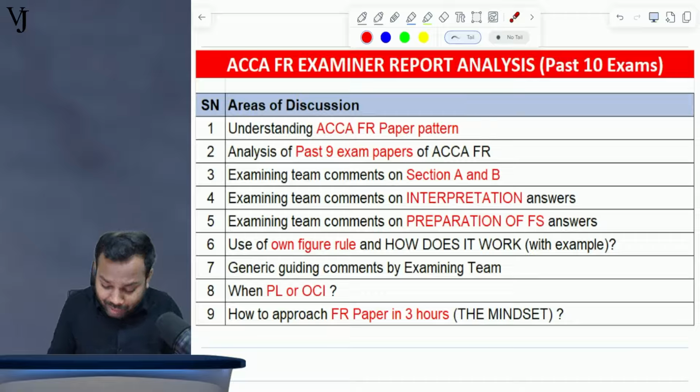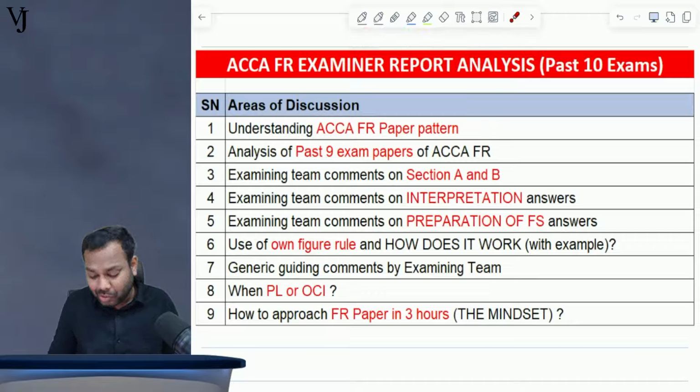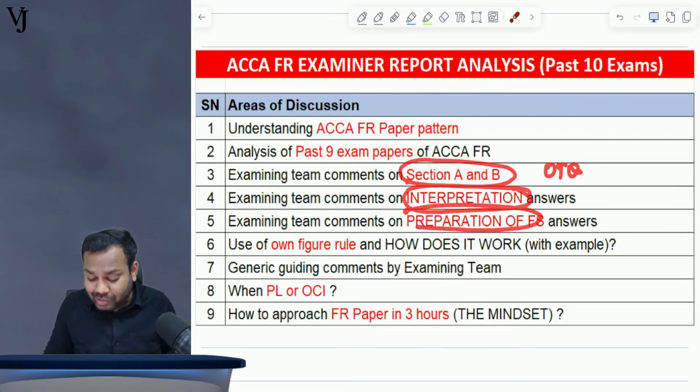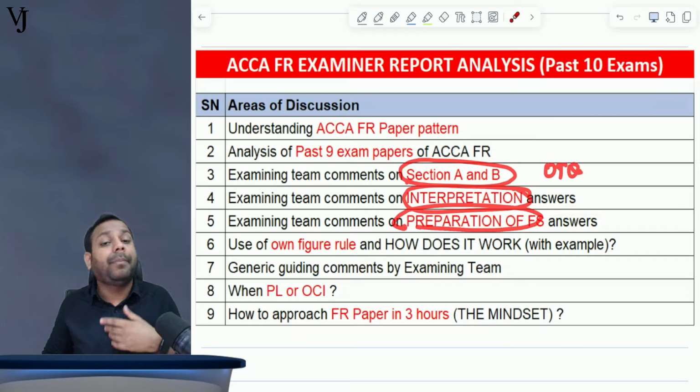Now I will discuss the examining team comments on questions of section A and B, which are objective type questions, and the examining team comments on interpretation answers. Then I will discuss the examining team comments on preparation of financial statements, be it single entity or group entity financial statements.